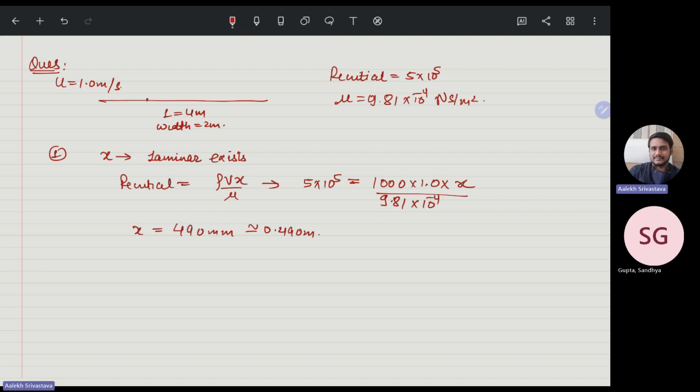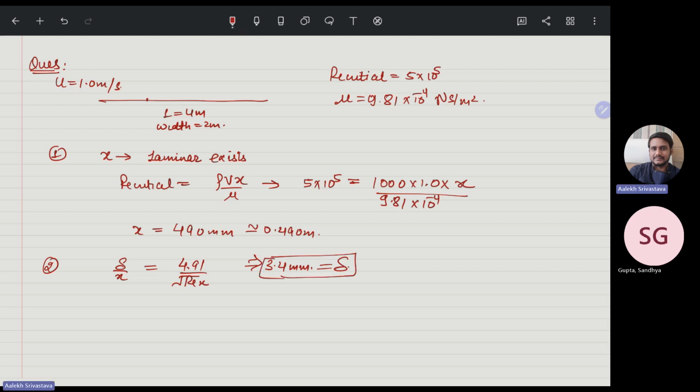Now we need to find the thickness at this point. So delta by x is equal to 4.91 upon root Re_x, from the glaciers, or you can use any. It is approximately 3.4 mm. This is the boundary layer thickness.